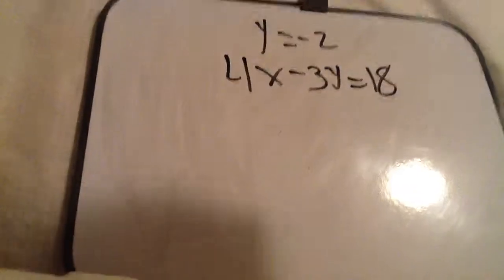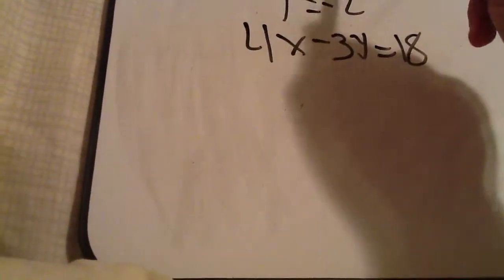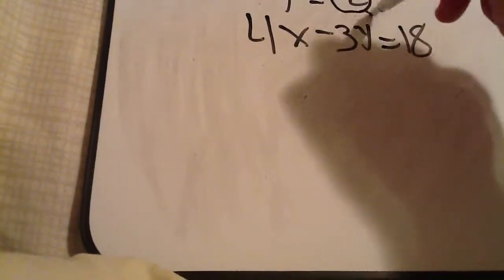So this example's a little different. I'm just going to go y equals negative 2, 4x minus 3y equals 18. Now you're basically doing the same thing. You're going to plug it in for the y.